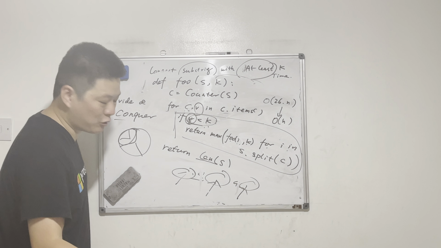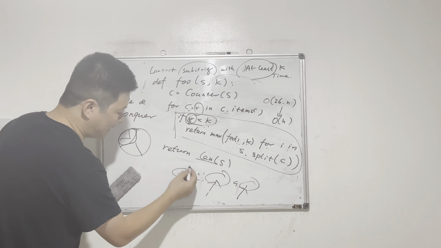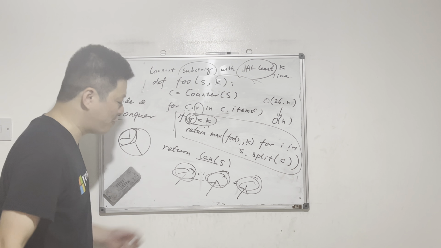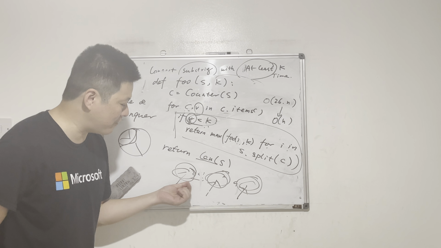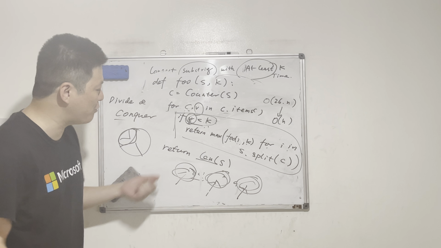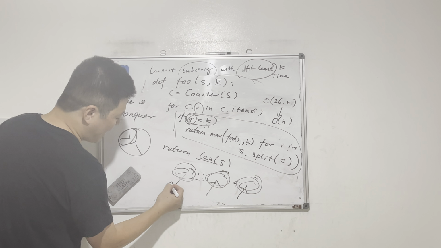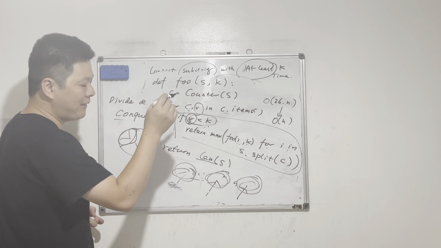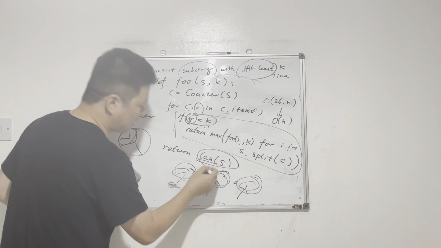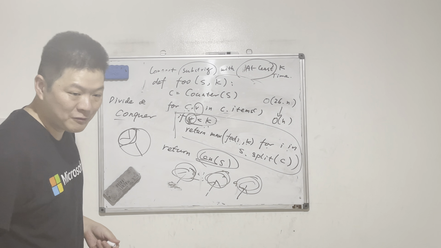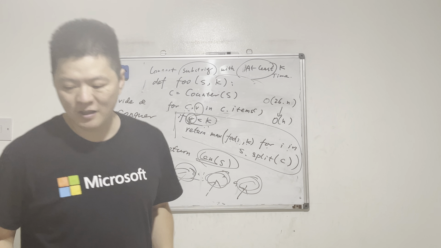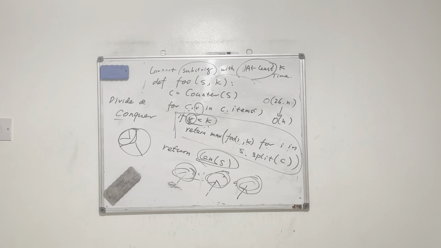So the longest substring could be in three parts. Could be in here, or could be in here. And we know how to solve these smaller problems, right? If we can't find any invalid character, we just return the length of that substring. Got it? And this is your recursion, divide and conquer. Okay, good job. That's all for today. Good job. Bye.